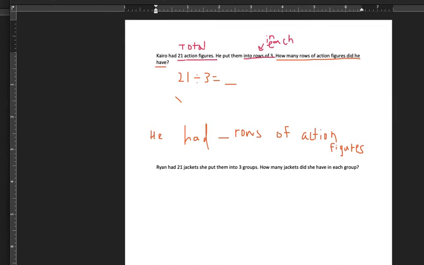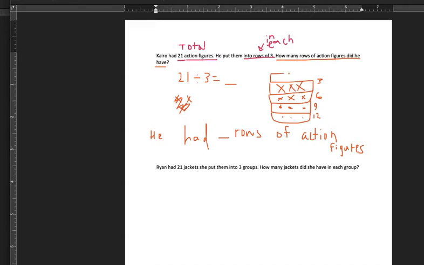That means I'm going to go like this. 1, 2, 3. I'll just make rows. So 1, 2, 3. This is the first row. That's 3. 1, 2, 3. This is the second row. That's 6. I'm just going to put dots. 1, 2, 3. This is 9. 1, 2, 3. That's 12.